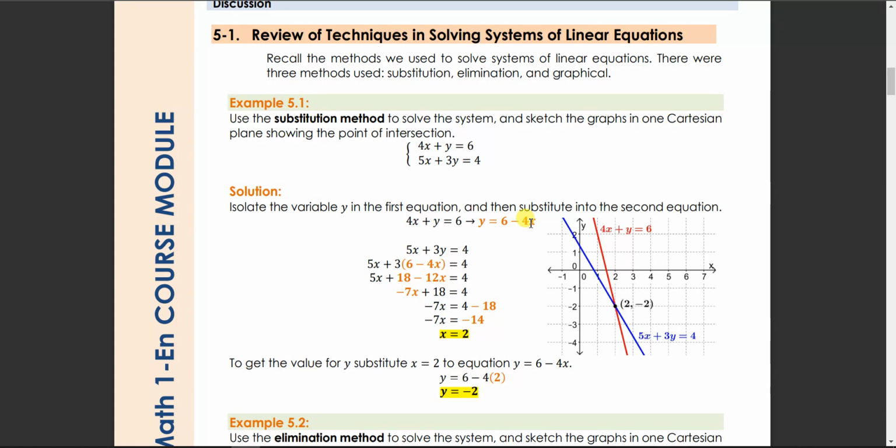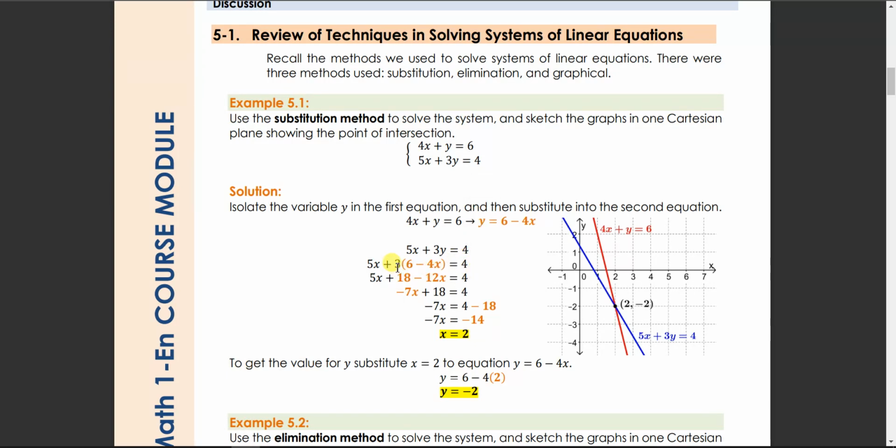After that, we are going to substitute this y to our second equation, which is 5x plus 3y is equal to 4. So again, we have 5x plus 3y is equal to 4. Then we substitute our y. So copy 5x plus 3, then substitute y, which is equal to 6 minus 4x. So we have 6 minus 4x. Then we equate it to 4.